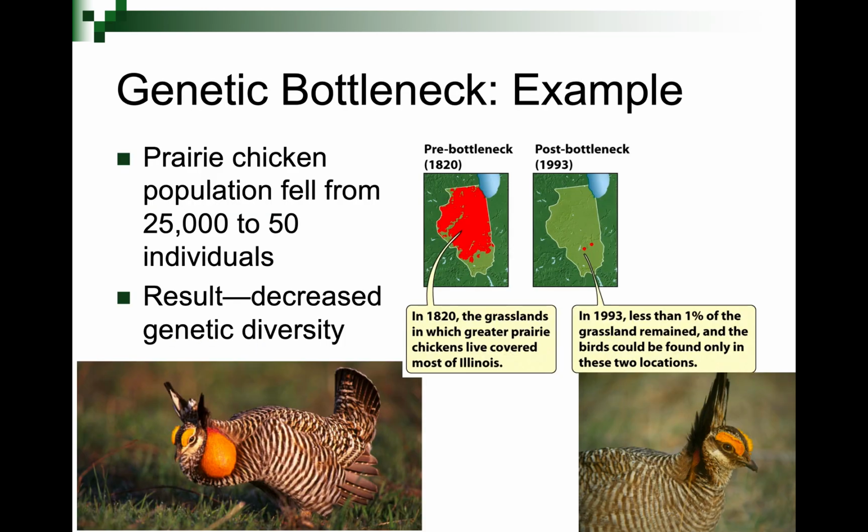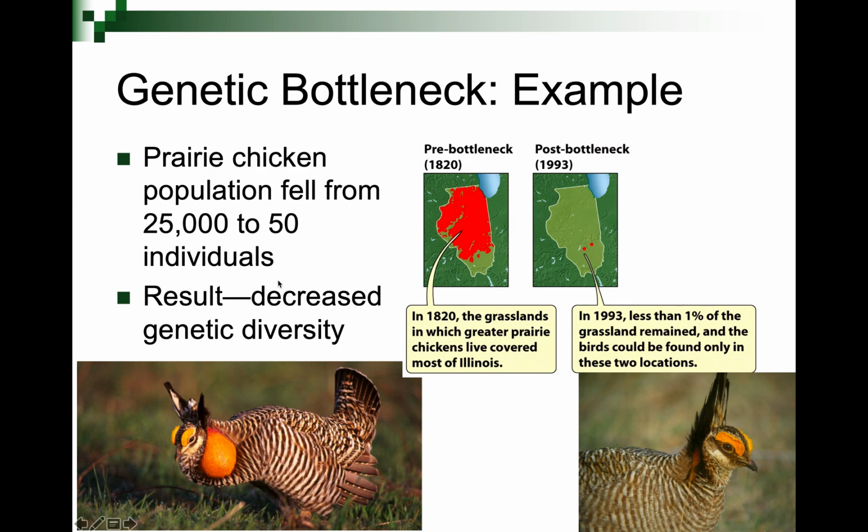All right. Here's a cool example of a bottleneck. The prairie chicken population in Illinois used to be up around 25,000 individuals. But over time, the grasslands were converted to other uses, and by 1993, less than 1% of the grassland that made up Illinois remained.